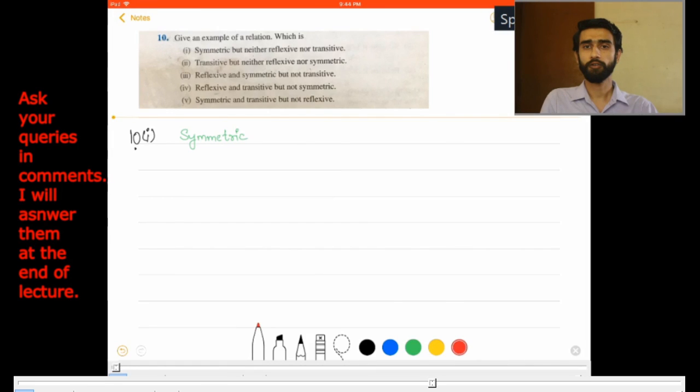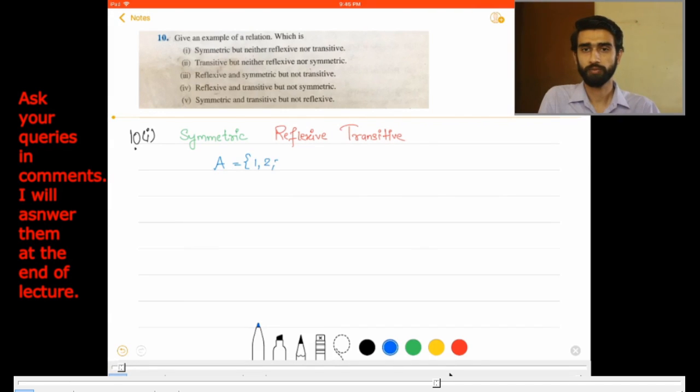He's saying the relation should be symmetric but neither reflexive nor transitive. आपको ऐसा relation बताना जो symmetric हो पर reflexive ना हो, transitive भी ना हो. Okay, so let's draw one relation. I'm taking A equals to {1, 2, 3}, and let's draw a relation.